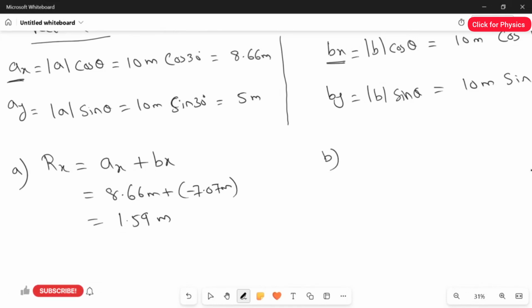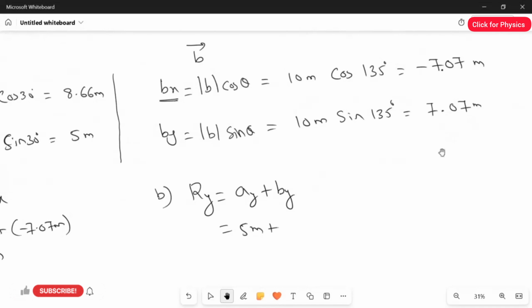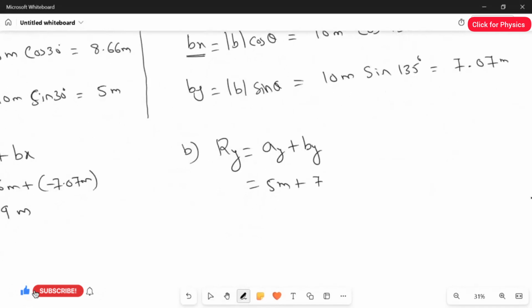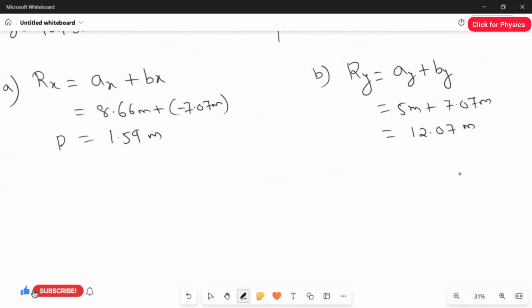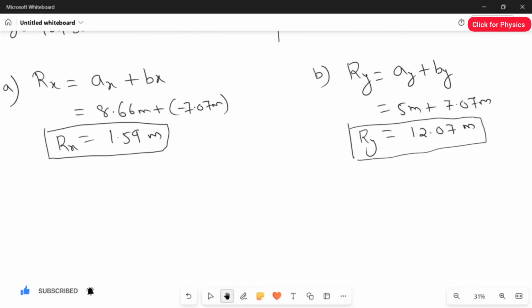Likewise, if you do the same thing for the y component, r of y is equal to a of y plus b of y. So what is your value of a of y? 5 meter, plus, and what is your b of y value? The b of y value is 7.07, a positive value, so 7.07 meter. And when you add these, you get the answer here as 12.07 meter. So that is the answer for the second part. So here we got the answer for r of x, the x component of the resultant vector, and then the y component of the resultant vector, this one. So we got the answer for 2 questions.